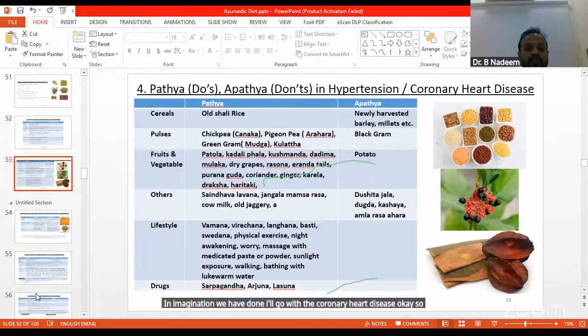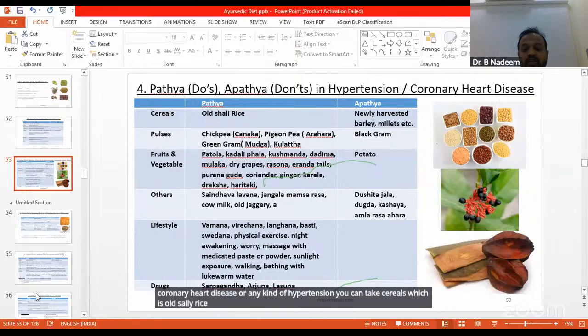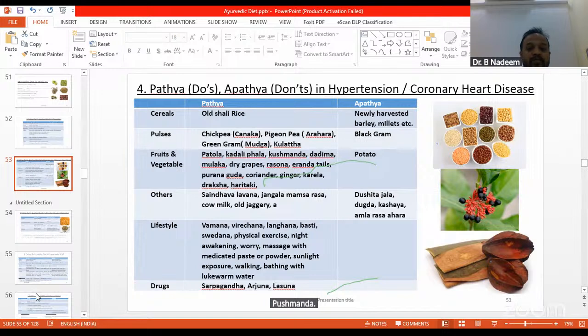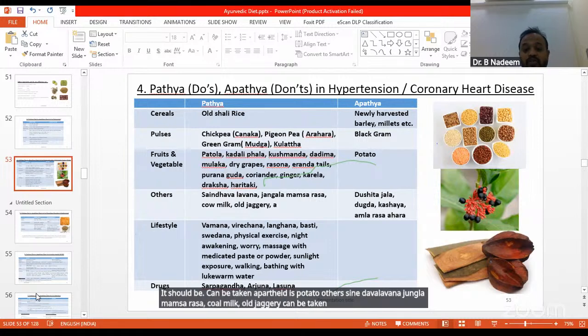So in coronary heart disease or any kind of hypertension, you can take cereals, which is old shali rice, and newly harvested barley and millet should be avoided. In pulses, chanaka, arahara, mudga, kulatha can be taken. Black gram should be avoided. Fruits and vegetables: patola, kadali phala, kushmanda, dadima, mulaka, dry grapes, rasona, irenda tela, purana guda, coriander, ginger, karela, draksha, and haritaki can be taken. Apatya, it is potato. Others: Saindava lavana, jangla mamsa rasa, cow milk, old jaggery can be taken. And dushita jala, dugdha, kashaya, amla rasa should be avoided.